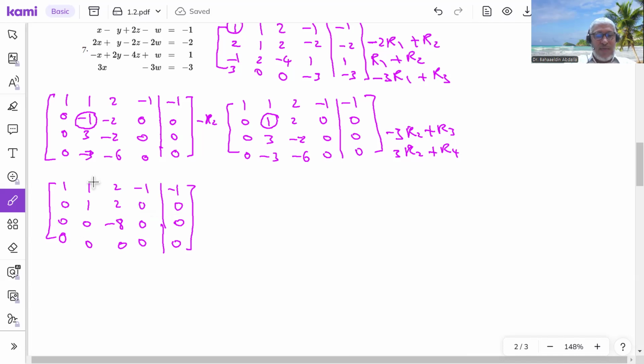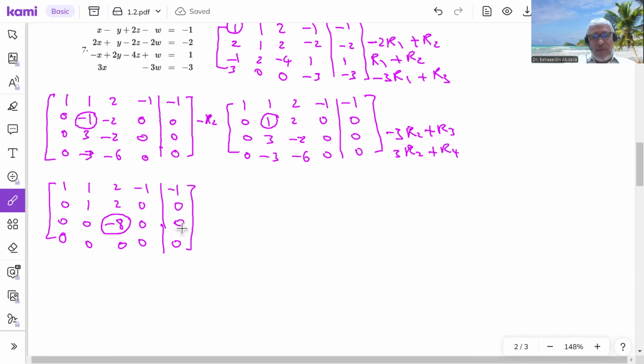Now, the second row is finished. The second column is finished according to Gaussian elimination. So I go to the third column, and the third row, this number should be 1. Notice that all of these numbers are on the main diagonal, okay? On the main diagonal, these numbers are the leading ones.